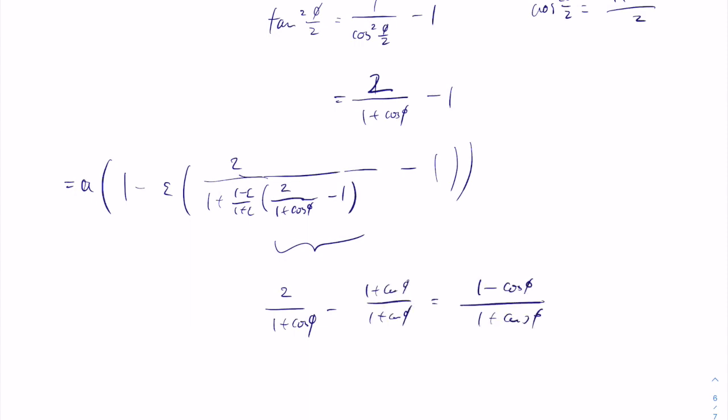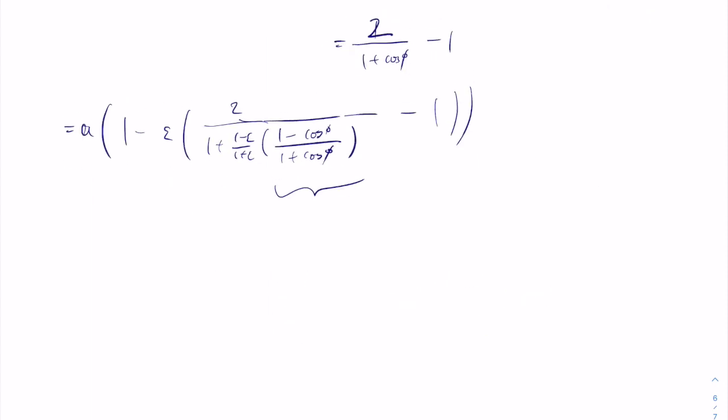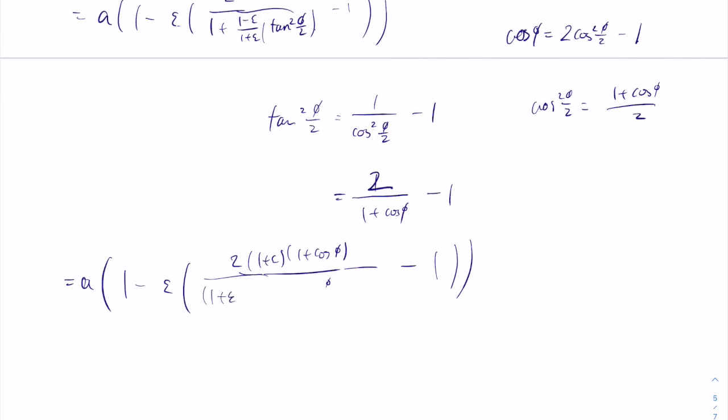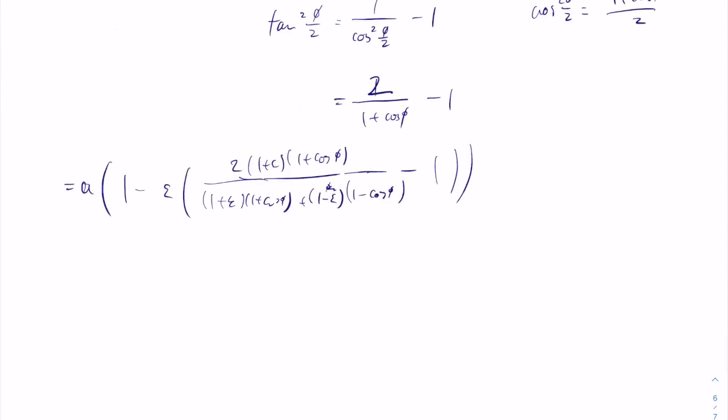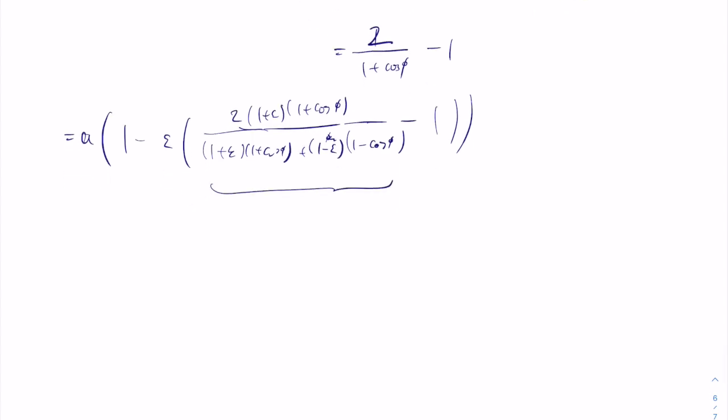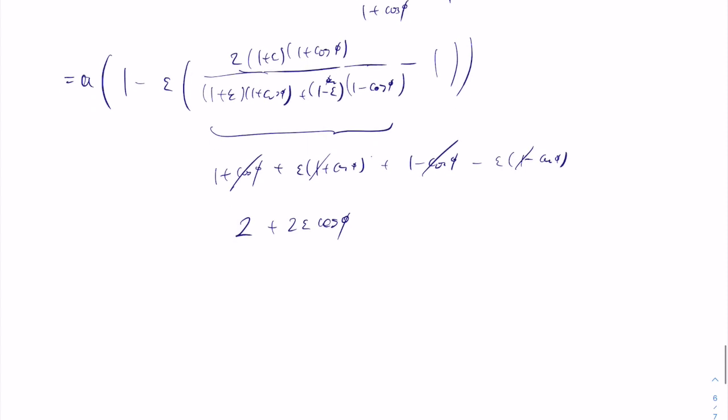Subtracting 1 gets us this expression, and then multiplying top and bottom with 1 plus epsilon times 1 plus cosine phi. Multiplying top and bottom with that factor will further simplify things for us. At this point it is just calculation and being careful not to drop anything. Now we multiply it through. Many things cancel, and we end up with 2 plus 2 epsilon cosine phi. The 2 gets cancelled out.